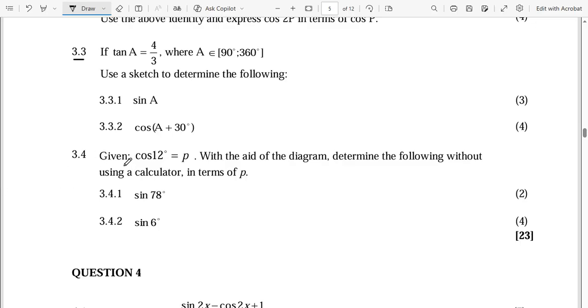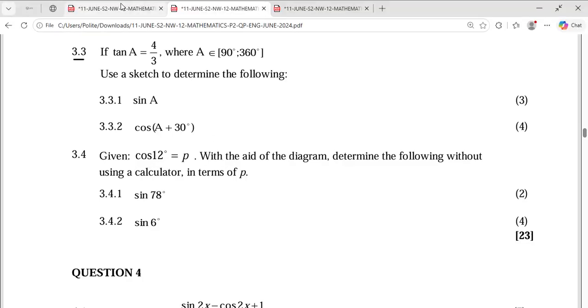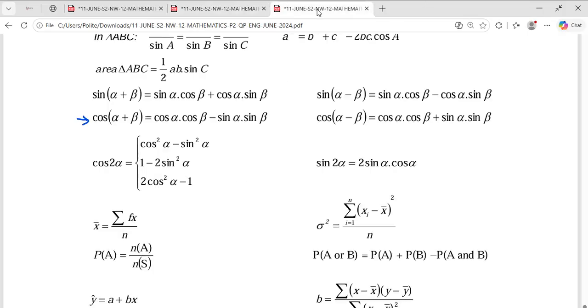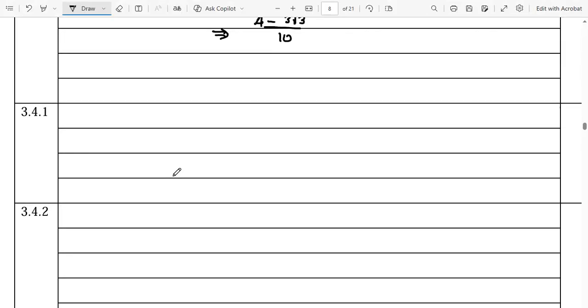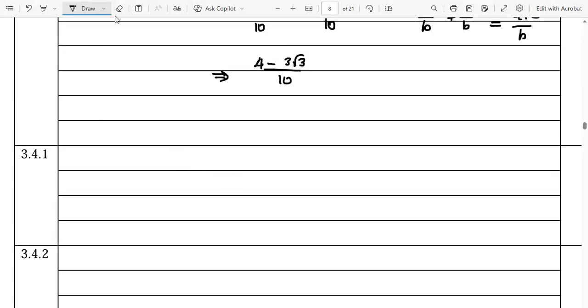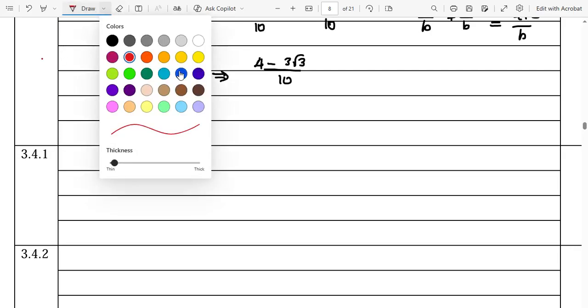3.4. So on 3.4, given the cos 12 is equal to P, with the aid of the diagram, determine the following without using a calculator in terms of P. We are given the cos 12 is equal to P. So this one is different. The difference is that there you were given a number, but this time it is just a variable. So let me show you how to use the aid of the diagram. Whatever you are given as a variable, first thing first, I need you to draw the diagram.